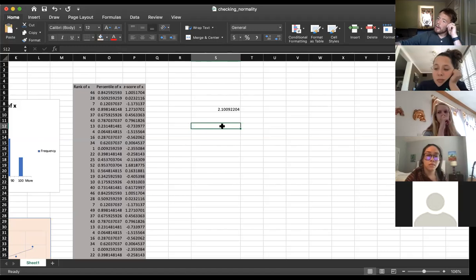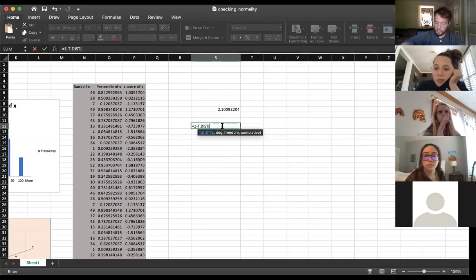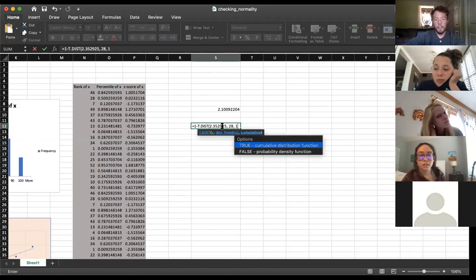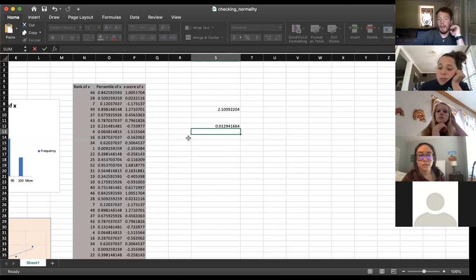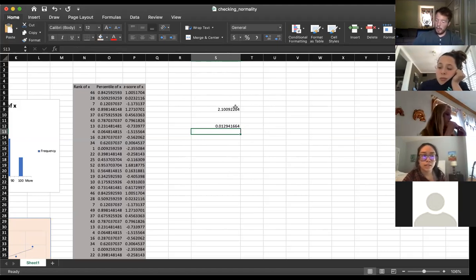And then later, I think I did equals 1 minus t.dist of 2.351915, comma, the degrees of freedom in that case, which was 28, comma 1. This is how you would use that function in Excel. Just like I wrote, but I thought while I was on an Excel sheet, I would show it to all of you.